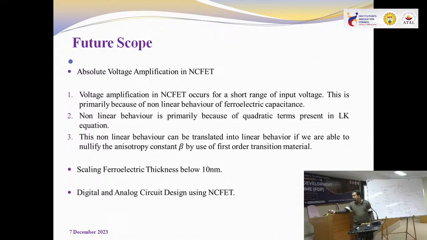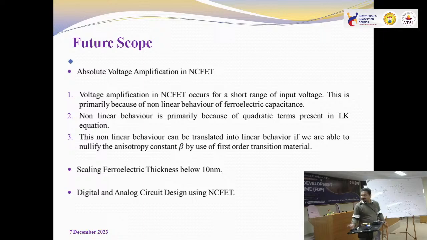Second is scaling of ferroelectric below 10 nanometers. Like I told, we started with lead zirconium titanate, which has ferroelectric thickness in the hundreds of nanometer range. BaTiO3, barium titanate, also has a critical thickness around 200 to 300 nanometers. And from that we have gone to doped HfO2, which has a critical thickness of 10 nanometer. And here undoped HfO2 critical thickness is 10 nanometer. So if we are able to scale it further below, to 1 or 2 nanometer, it would be a great advantage for us.